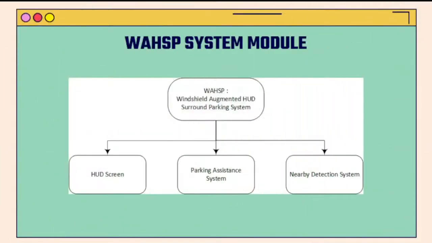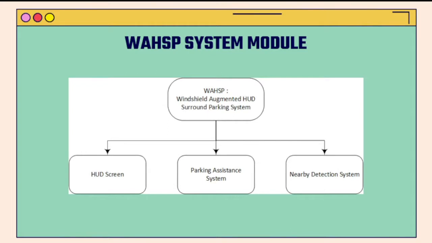There are 3 system modules on this project. The first module is a HUD screen that will show the image of the pedometer, bird's eye view, and sensor alert on the windshield. The second module is the parking assistance system.